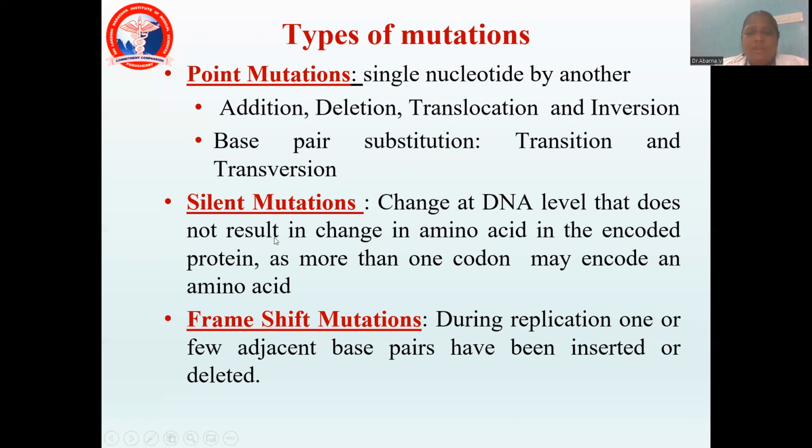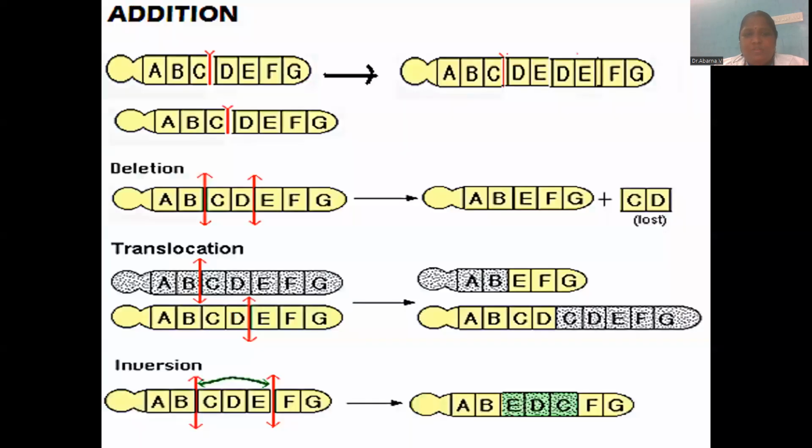So here the change at DNA level does not result in any change in the amino acid in the encoded protein, as more than one codon may encode a single amino acid. So there will be no change with this type of mutation. And the next type is frame shift mutations. During replication, one or a few adjacent base pairs have been inserted or deleted. So the frames are shifted.